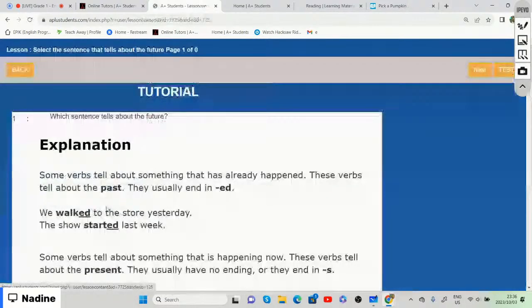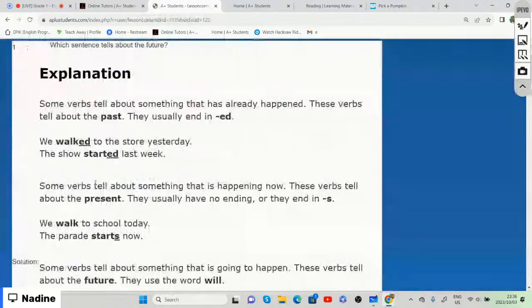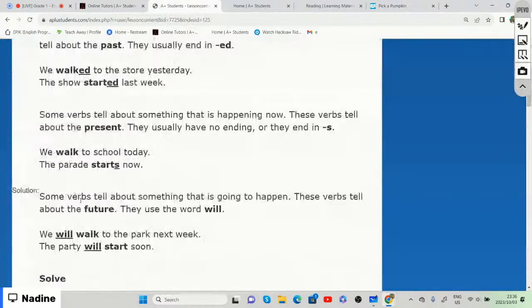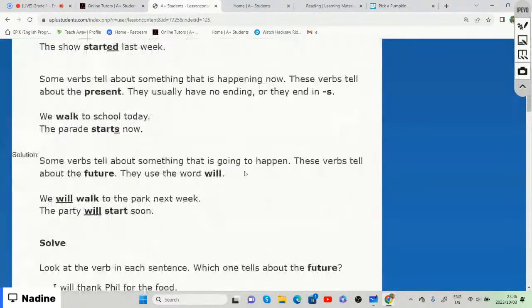So now we are going to learn about the sentences that tell us about the future, and some verbs that tell us about something that is going to happen. It did not happen yet; it can happen tonight, tomorrow morning, next week, next month, next year. So they will tell us about something that is going to happen. And these verbs tell us about the future.